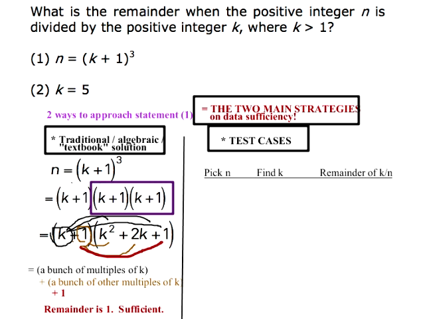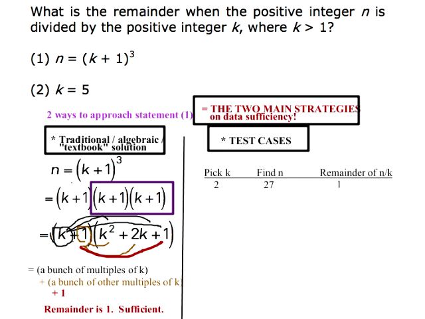K has to be greater than 1. I think I switched those. You need to pick k, and then once you have k, you're going to find n, and you're actually dividing n by k. Okay. K has to be greater than 1, so let's start with 2. If k is 2, then n is 3 cubed, which is 27, and the remainder there is 1.